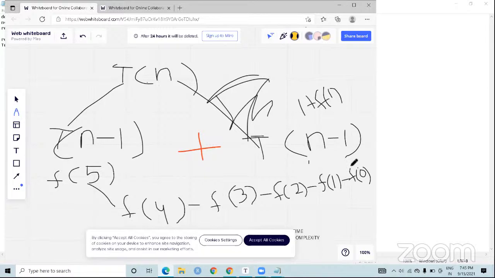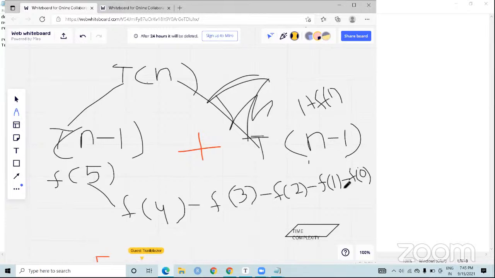Can I write whatever I thought here, sir? You can write. Okay. Suppose here I'm taking the f function. This is f5. So it will go down, it will become F4 plus F4.